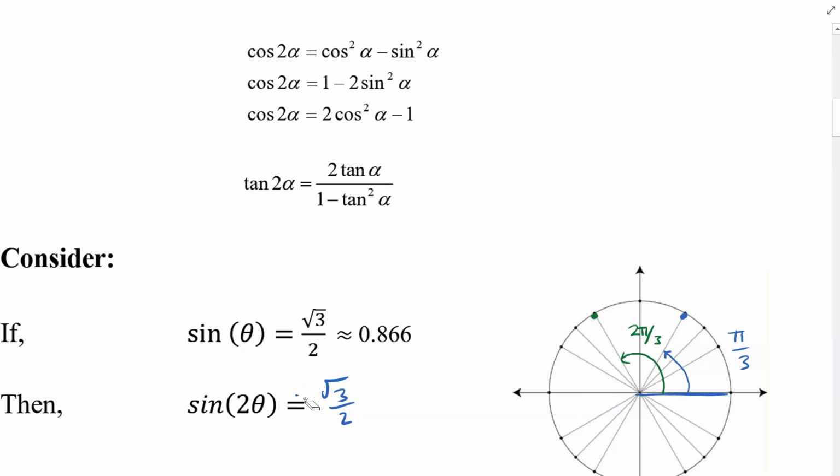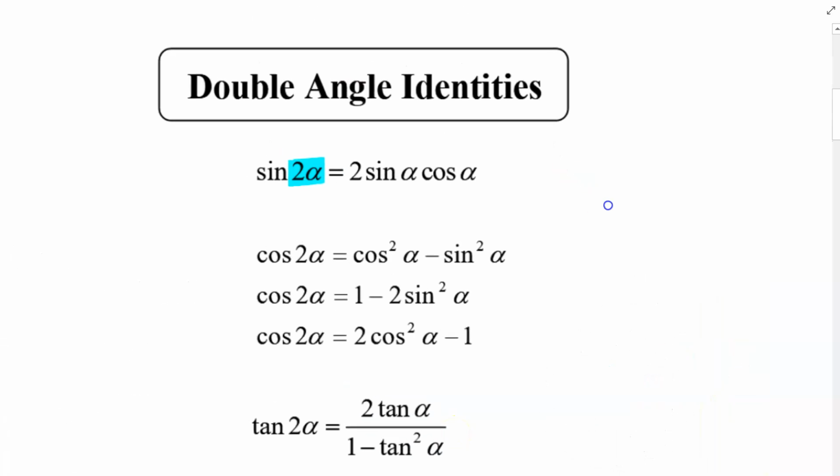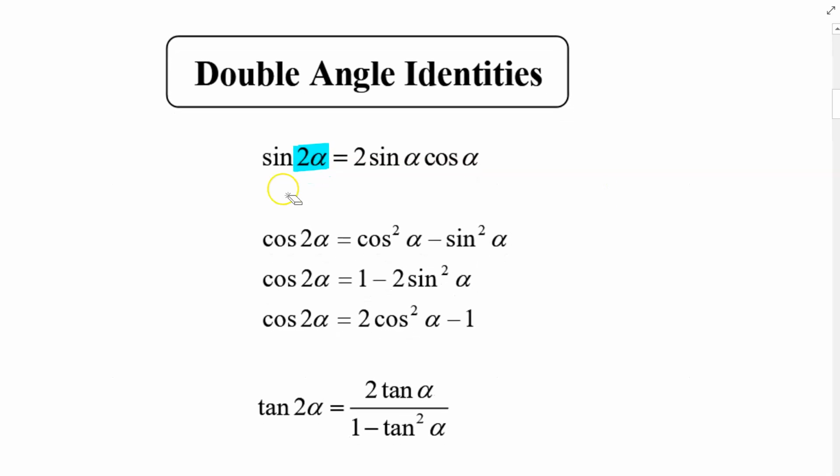So it actually gets pretty complicated. If you pick some angle and then you double it, sometimes instead of having a positive value, you would get a negative value. Sometimes it would double, sometimes it would stay the same, all these types of things. So when you're looking at double identities, make sure you realize that you're not doubling the answer, you're doubling the angle before you're putting it into the function sine.